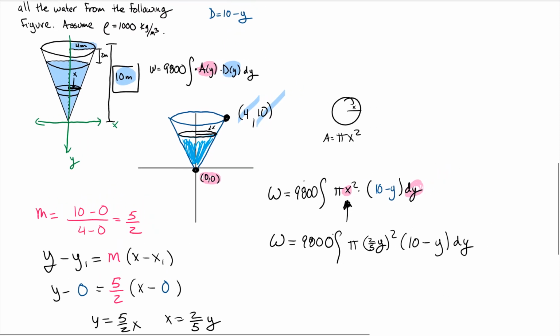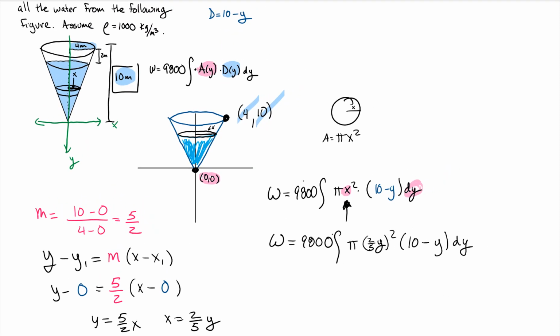Now we have to talk about the bounds. I've been avoiding the bounds. I've been staying away from the bounds. Now the bounds, that is talking about how much of the water we are going to move. Because you notice it's not full. There's still 2 meters left.